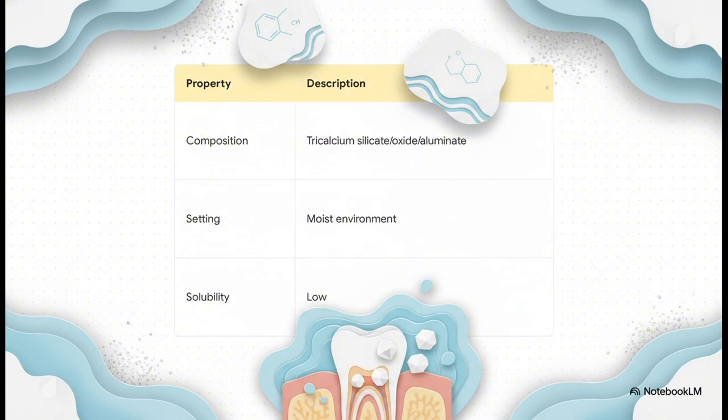Also, remember its totally unique setting property. Unlike almost every other material we use, MTA actually requires and sets in a moist environment, which, let's be honest, is wildly ironic considering you're going to spend 90% of your dental career aggressively fighting saliva and begging for a totally dry field. But for MTA, moisture is its absolute best friend. And once it's fully set, it has incredibly low solubility, which makes it absolutely perfect for repairing those root perforations we were just looking at.